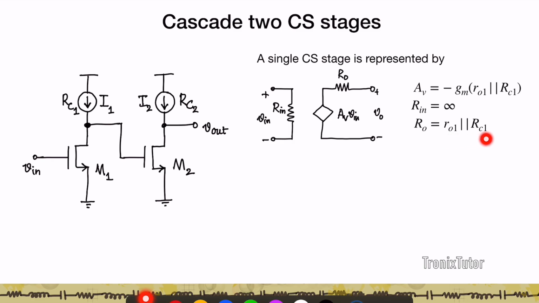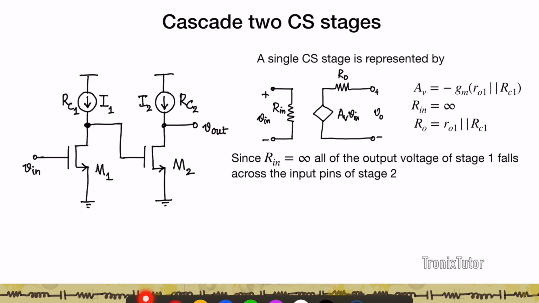The output resistance of the common source is essentially given by RO1 parallel RC1. So what you see here is that if you look at the common source, the gain is directly related to the transconductance and the load, and the output resistance is the load. So one way to increase the gain of the circuit is to increase the output resistance, but that would also basically limit the usable voltage gain that you can get from the circuit.